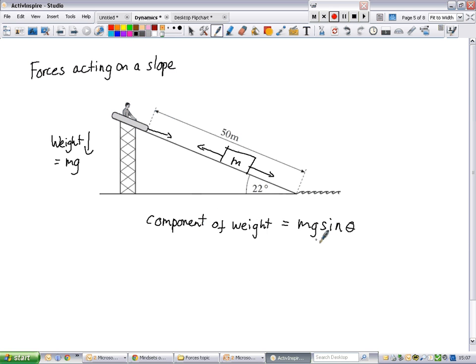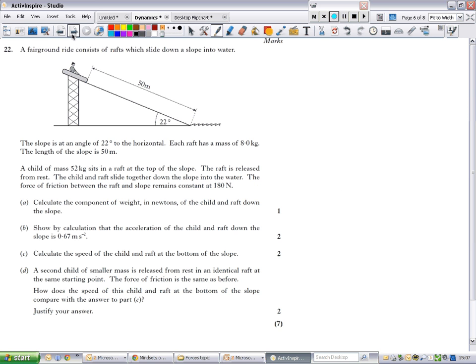But you need to remember this equation. You need to remember mg sine theta. You won't be given that in your formula booklet. So let's look at a question on something like this.